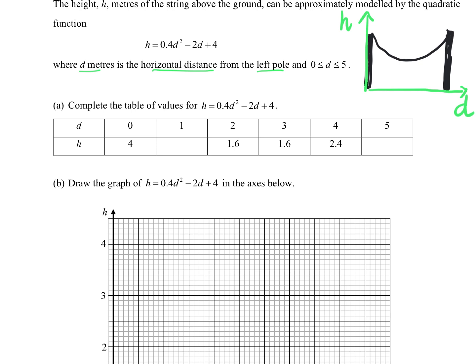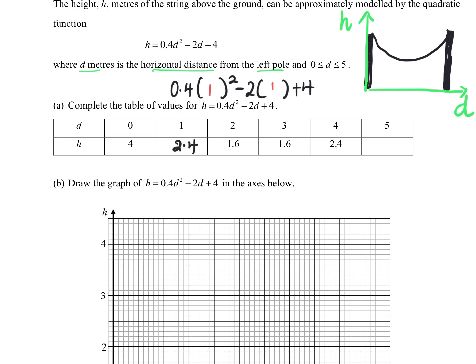So if you remember how to do this, h equals 0.4 times something squared, minus 2 times the something, plus 4. That is the value for your h. So the first one, when it's 1, key in 0.4 times 1 squared minus 2 times 1 plus 4. My answer is 2.4.